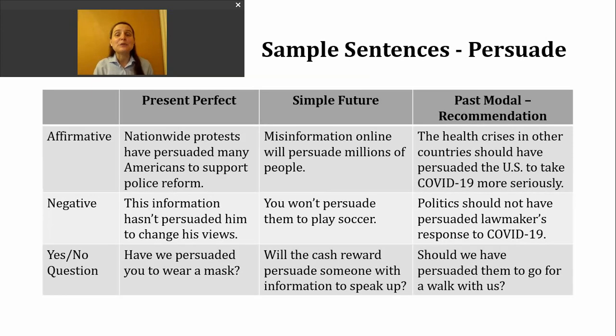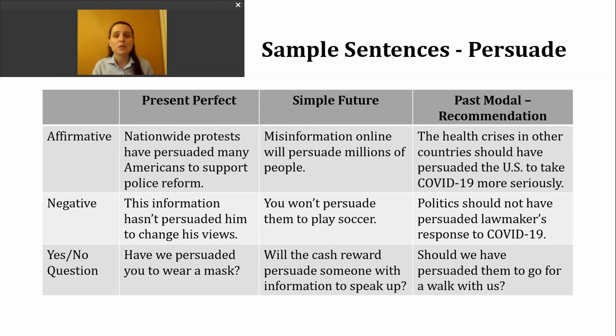Let's continue using the verb persuade in some different verb tenses. Today, we'll look at the present perfect, simple future with will, and we're going to look at a past modal of recommendation. I'll explain more about that in just a couple minutes. First, let's look at present perfect. We use this verb tense to talk about an action that was completed at some indefinite point in the past, or we might use it to talk about something that started in the past and it continues into the present.